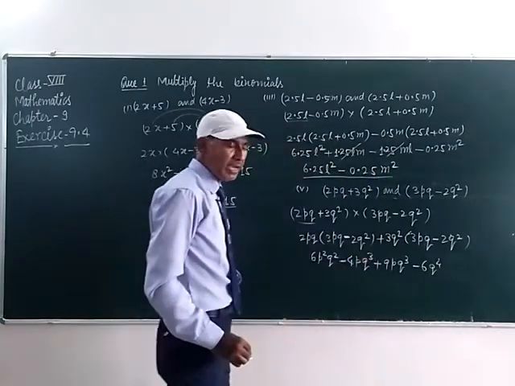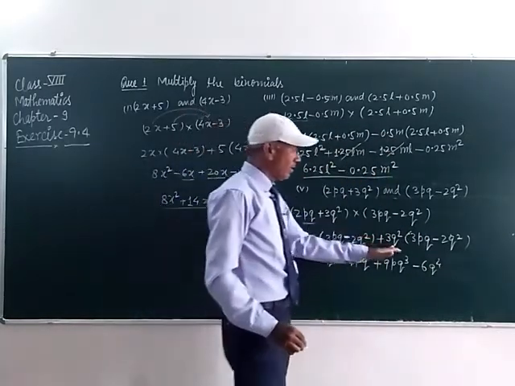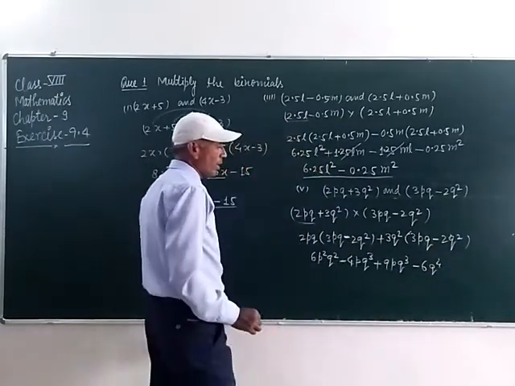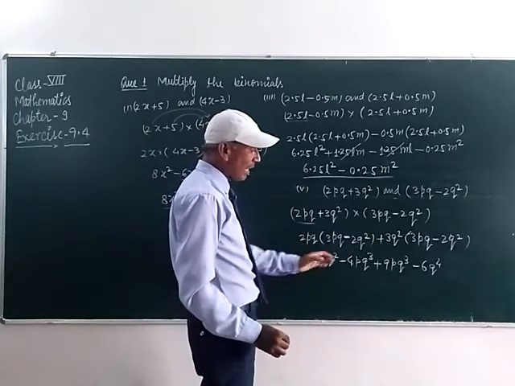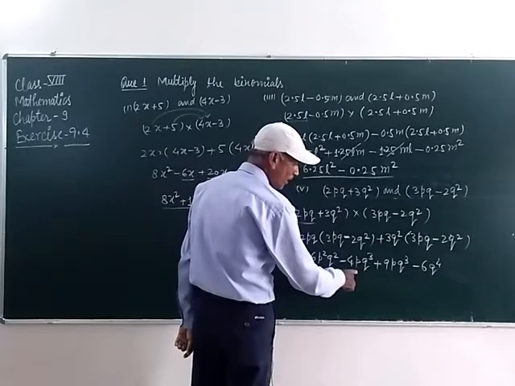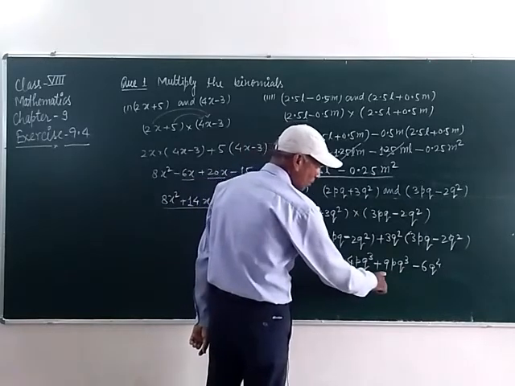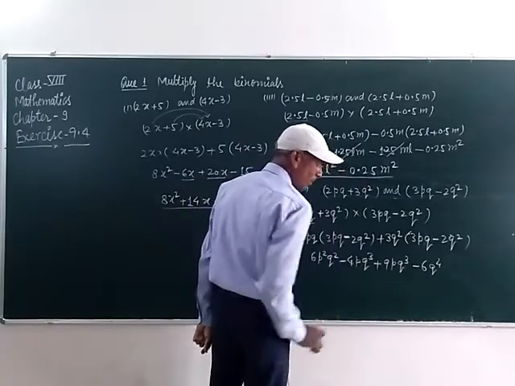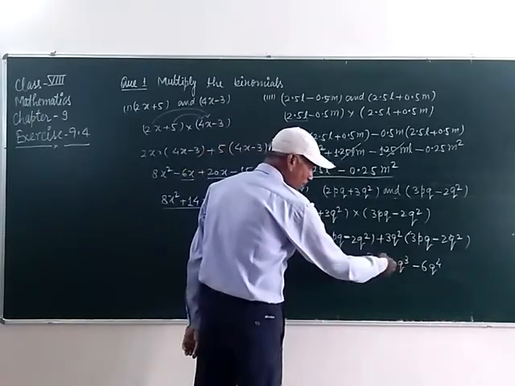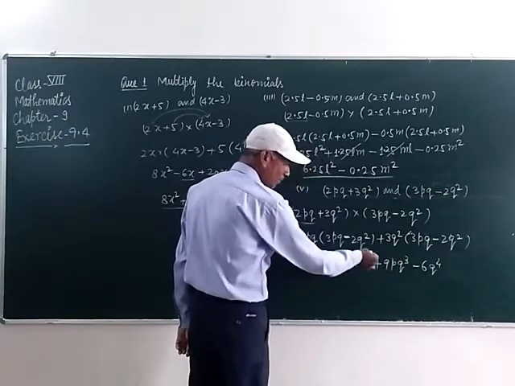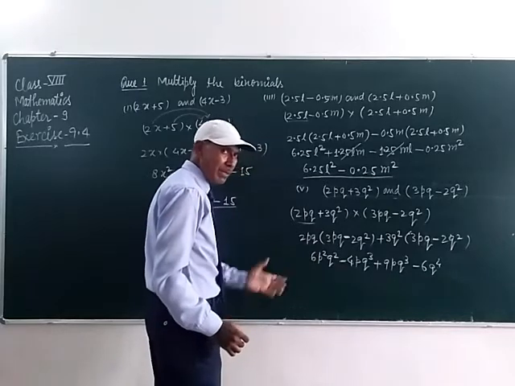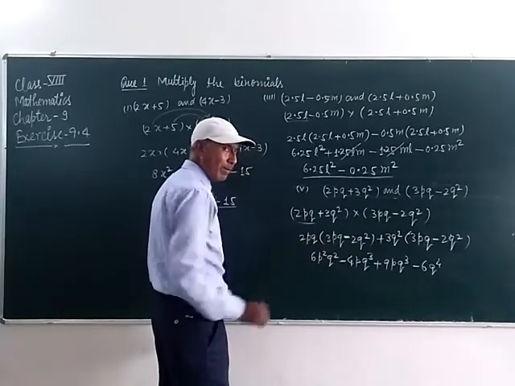Exponents will be added when we multiply this q square with q square, it will be q to the power 4. Now we have to add the like terms, student. This one negative 4pq cube, and this one positive 9pq cube. Clear, student? So these are the like terms. From 9pq to the power 3, we have to subtract this 4pq to the power 3. 9 minus 4 will be 5pq to the power 3.